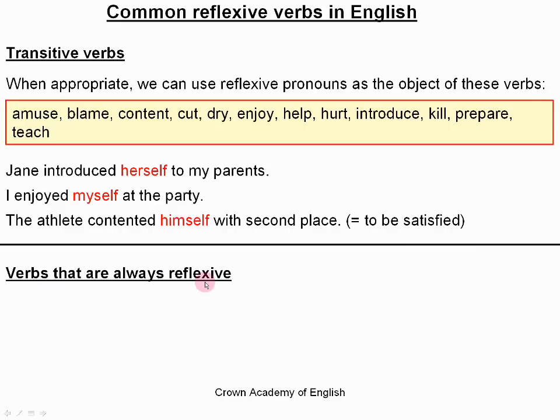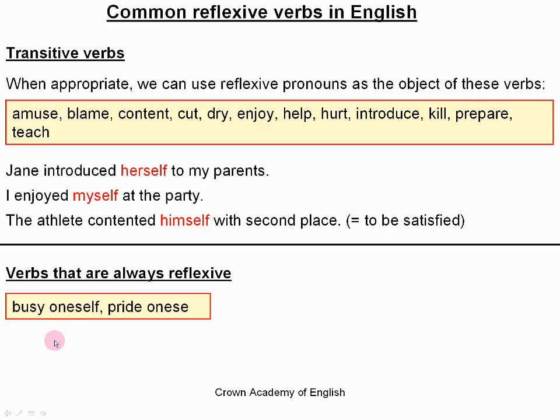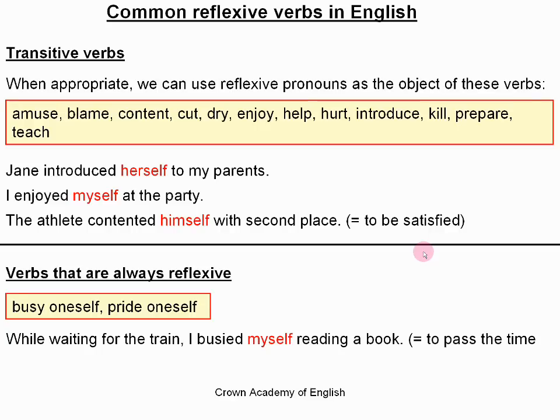There are some verbs that are always reflexive, that do not have a normal form. Busy oneself, pride oneself. While waiting for the train, I busied myself reading a book. This means that while I was waiting for the train, I occupied myself. I passed the time reading a book. Okay? I stayed busy. So this list of verbs at the top, of course, they don't have to be reflexive. Sometimes we use them normally without a reflexive pronoun. Okay? But these verbs here, they only have a reflexive form.